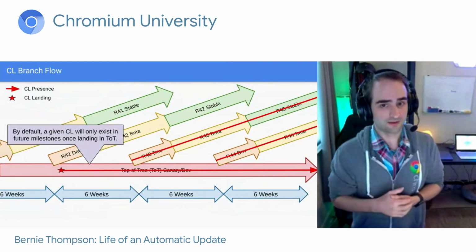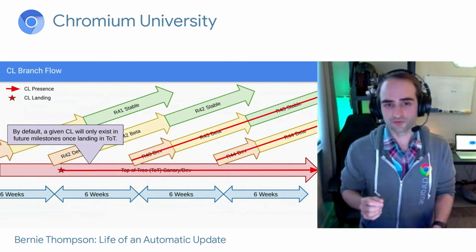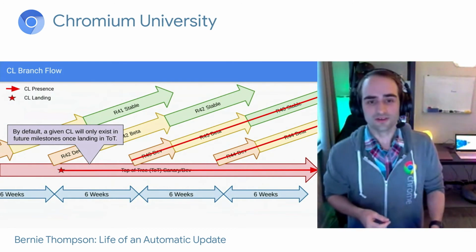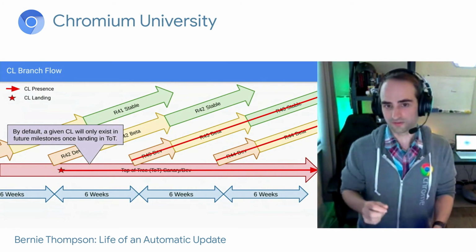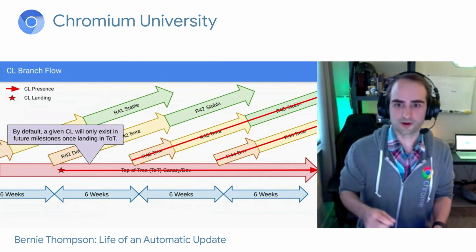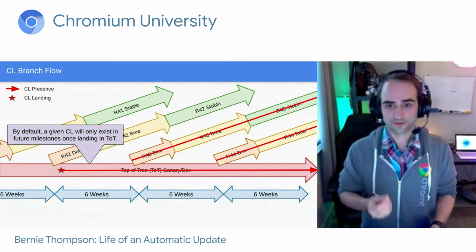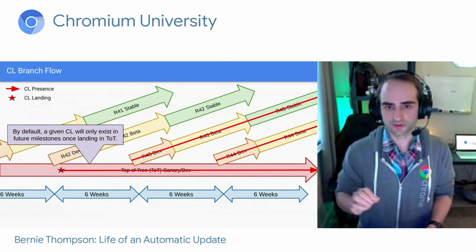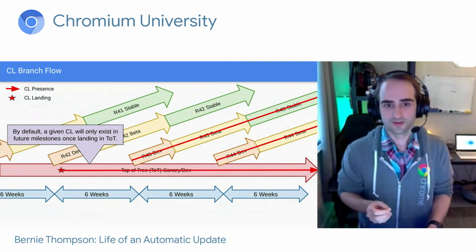By default, a CL might actually take quite some time to get to a stable channel user. The bulk of our user base is mostly stable. A CL can land just after branch point, and it would not be on a release branch for nearly 6 weeks. Then it would be even longer before that's actually able to promote to stable, and the majority of users would see it. Now, this is largely intentional. The longer a CL takes to flow through TOT and the release branches, the more likely we are to catch any regressions that it might cause.